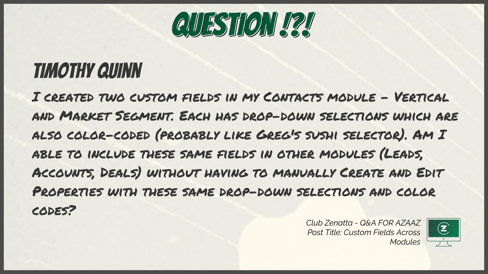Timothy's question: I created two custom fields in my contacts module, vertical and market segment. Each has drop-down selectors, which are color-coded, much like Greg's sushi selector. That's a throwback to a previous episode there. No idea how we landed on that topic, but nonetheless, we soldier on. Question is, am I able to include these same fields in other modules, leads, accounts, deals, without having to manually create and edit them, to match the same drop-down selectors and color codes.